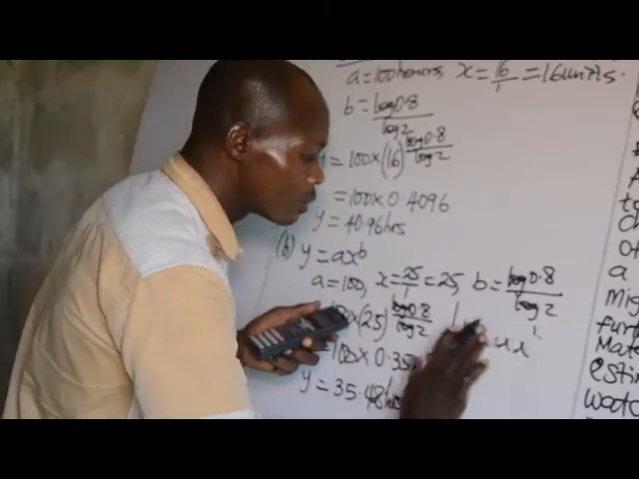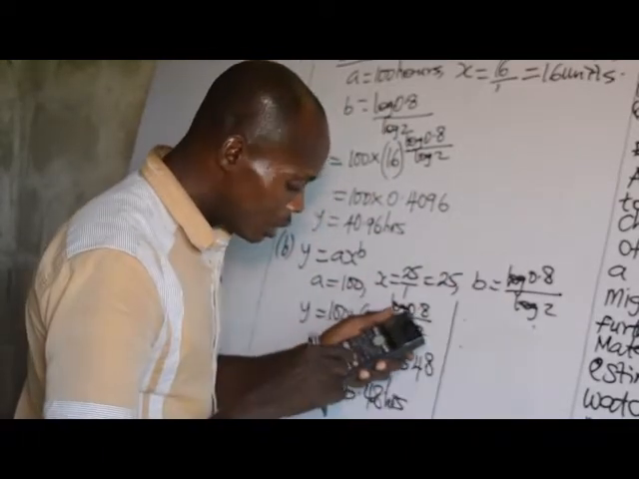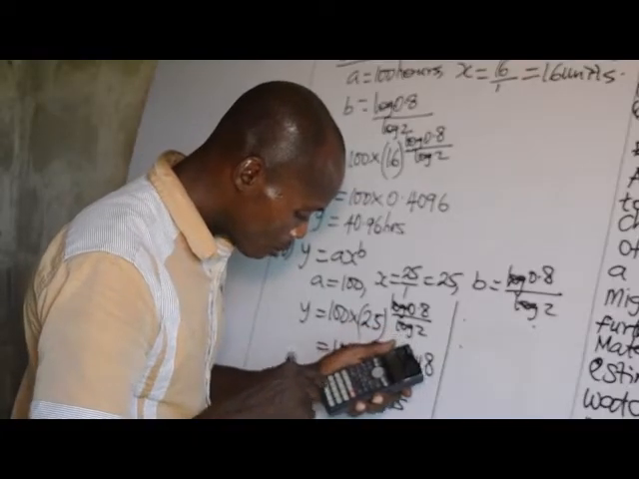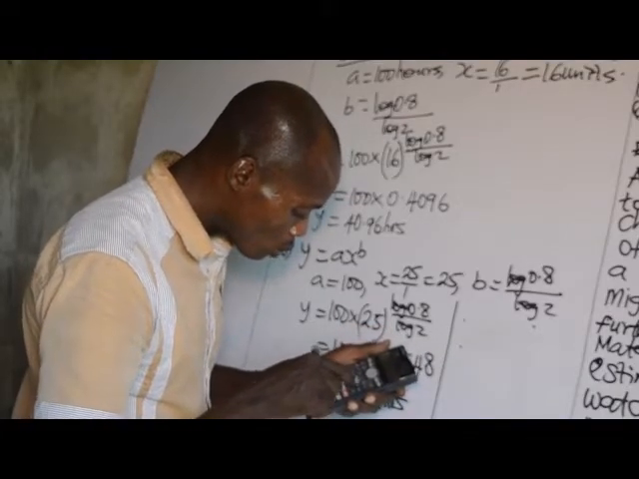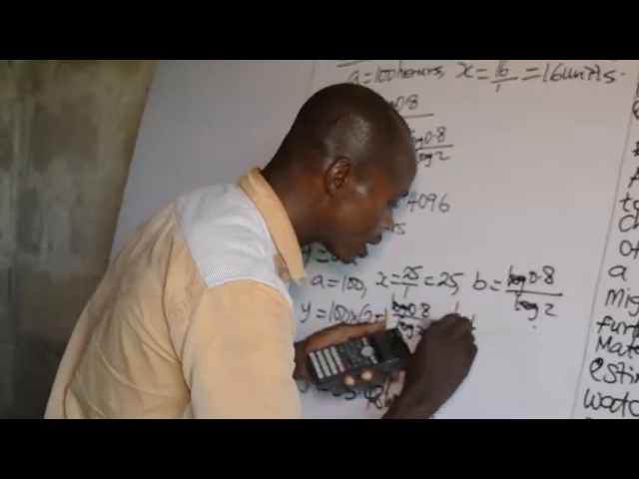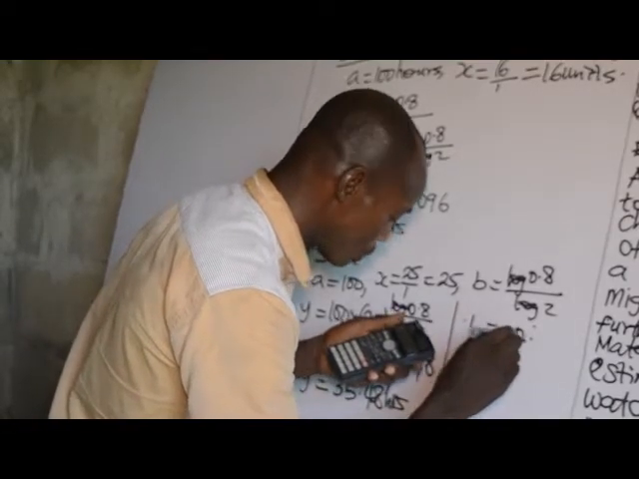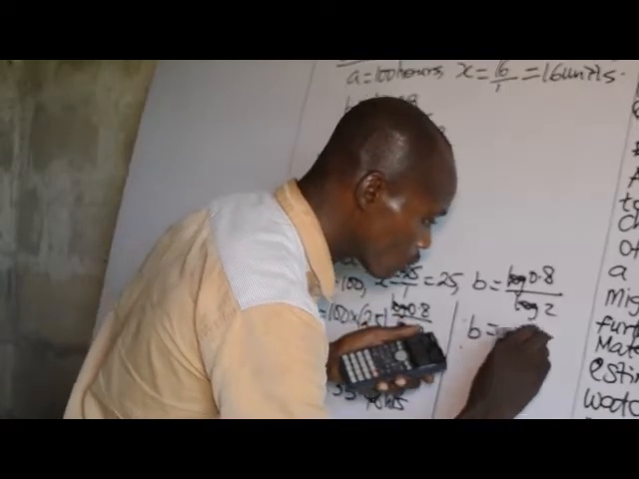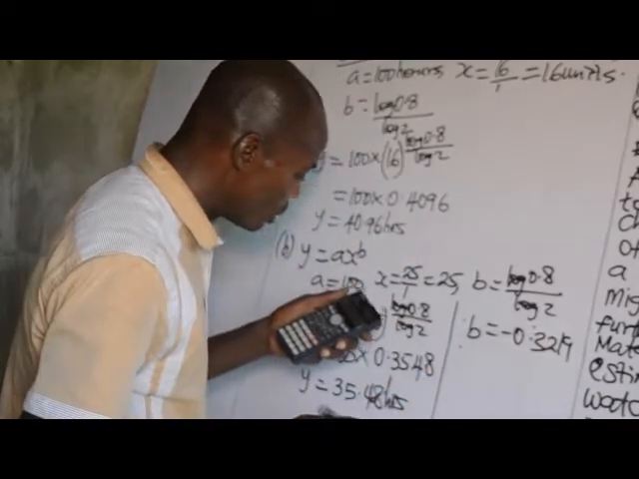And if this seems to be confusing, the formula is Y equal to AX raised to power B. If you evaluate log 0.8 divided by log 2, that gives us minus, that means our B is minus 0.3219. That is the value of B.